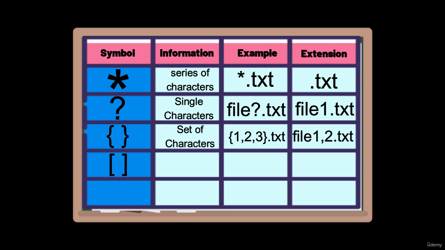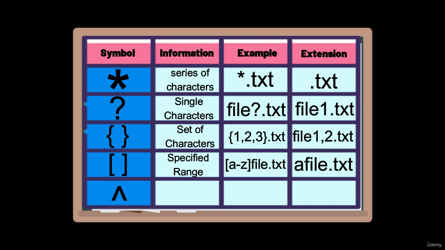Next, square brackets. This matches any one character within the specified range. For example, A to Z file.txt. It will match files like A file.txt, B file.txt, C file.txt and so on.